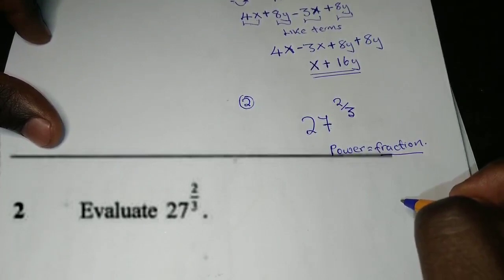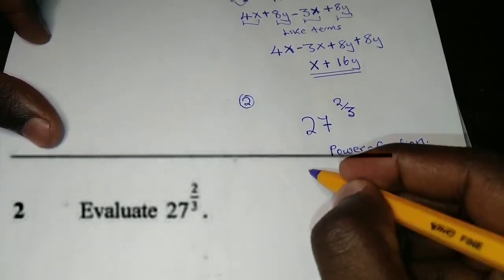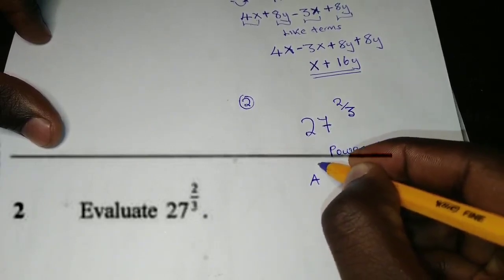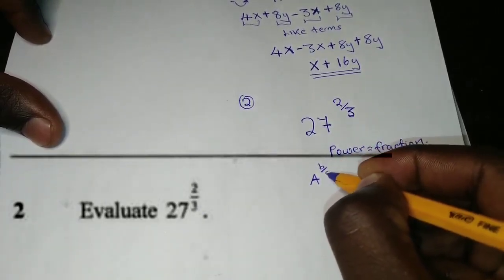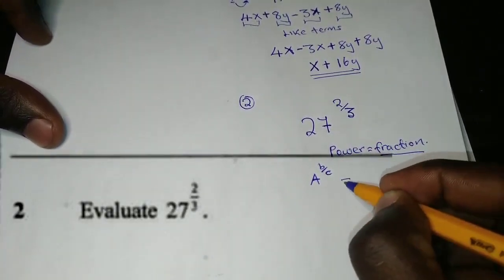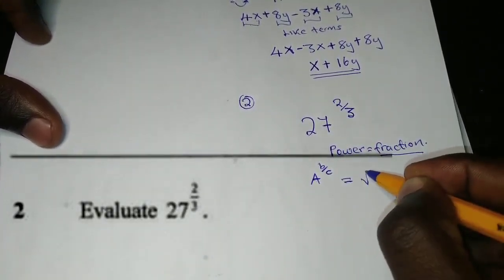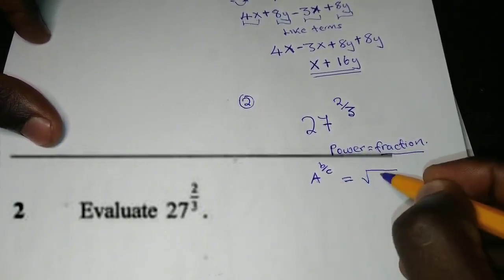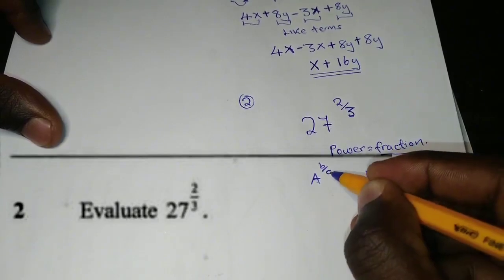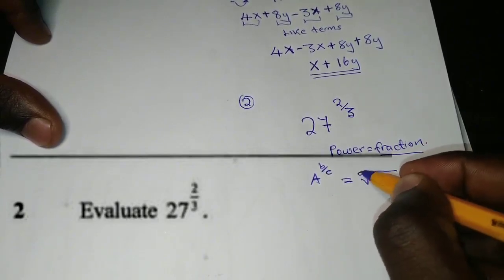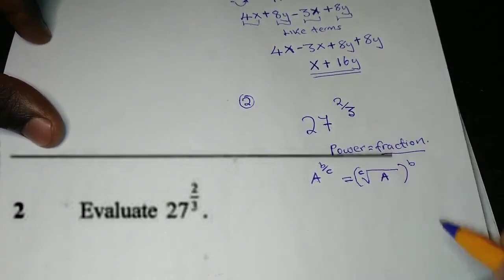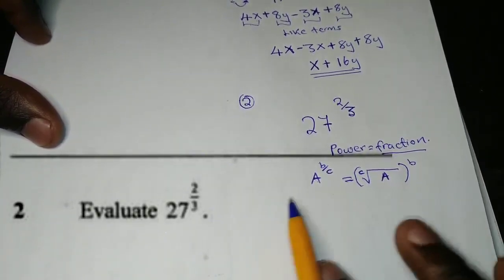The rule is like this. If you have a number, let's say a, raised to the power b over c, this is the same as introducing a root, then you put your a there, and your c comes there as the root index. Then you open the brackets, and then you put your b there. So this is what we do.